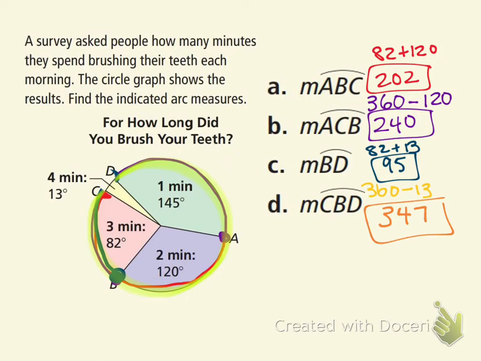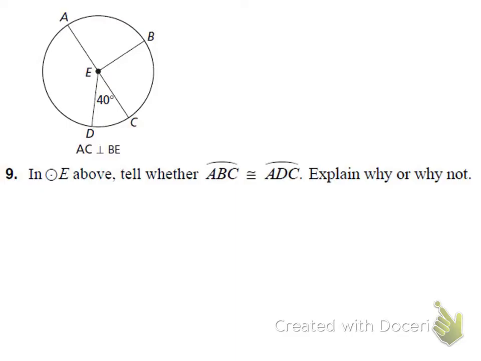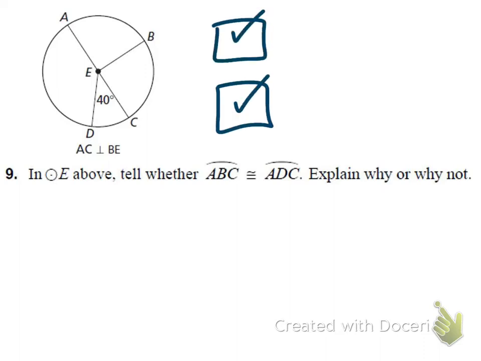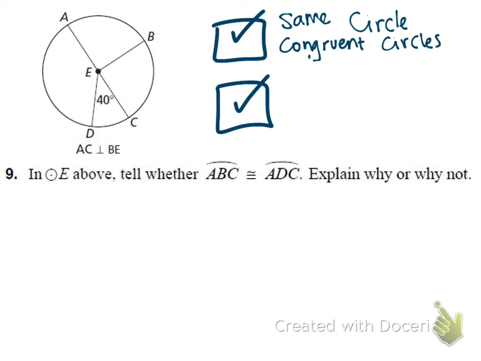All right. So I think from here we do a little more review. In circle E, tell whether arc ABC is congruent to arc ADC. Explain why or why not. So remember, I made you like a checklist. 2 things had to happen. They had to either be from the same circle or congruent circles. That ensured the length was the same. And then they had to have congruent central angles. So we're looking for both of these to be true.